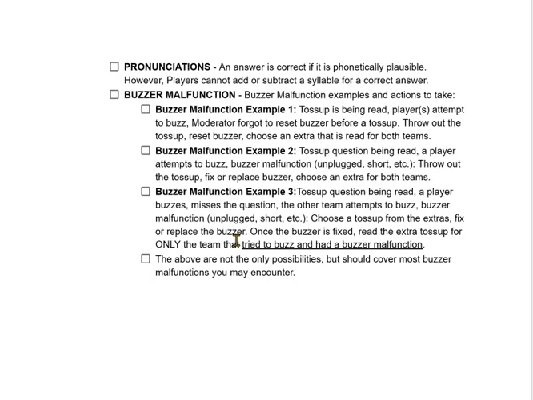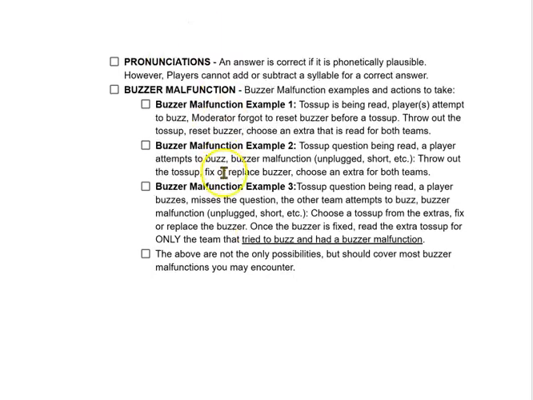By rule, you throw that question out, you reset the buzzer, and then you read a new question from the extras for both teams. Buzzer malfunction number 2: a toss-up question is being read. A player attempts to buzz. Buzzer malfunction. It's unplugged. There's a short in it. You throw out the toss-up, you fix or replace the buzzer, and then you choose an extra for both teams.